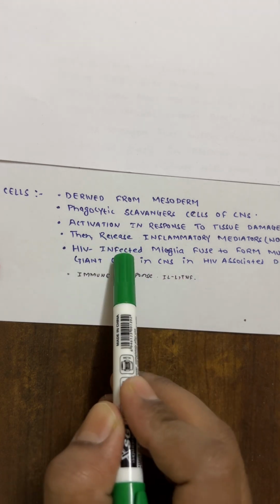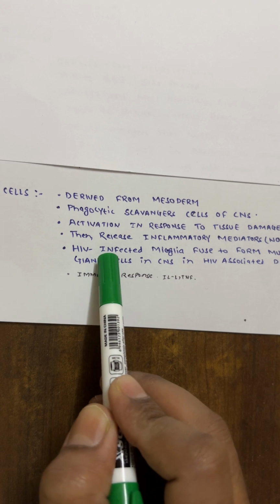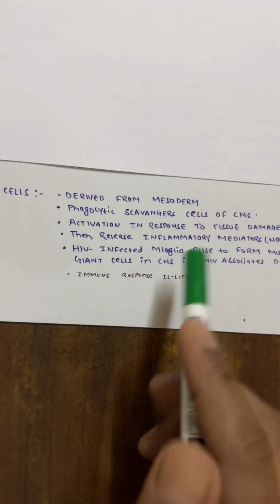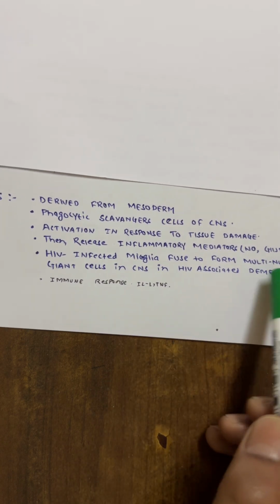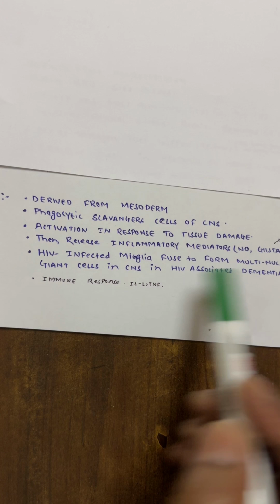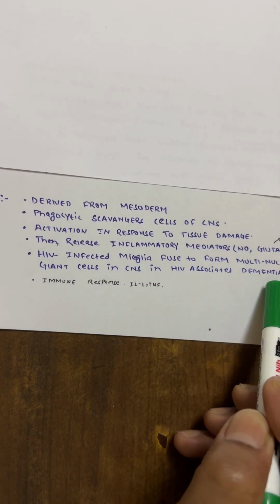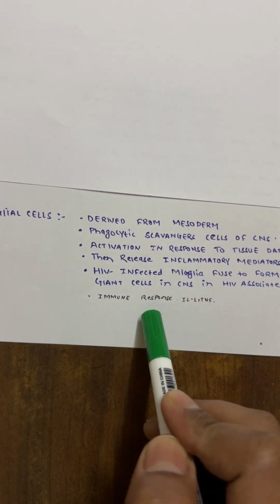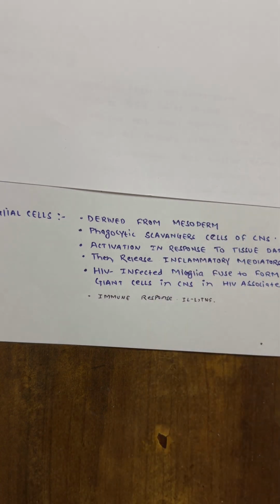When there is HIV infection in any person, it will infect microglial cells also. So there are many infected microglial cells in HIV infected patients, and they will form multinucleated giant cells in the CNS, and that will lead to HIV associated dementia. So simply, microglial cells will show immune response, and release interleukin-1 and tumor necrosis factor, and remember that they are derived from mesoderm.